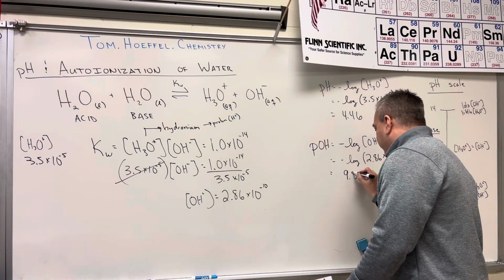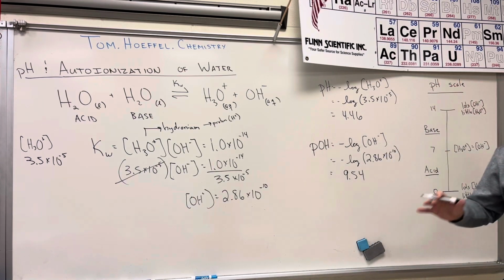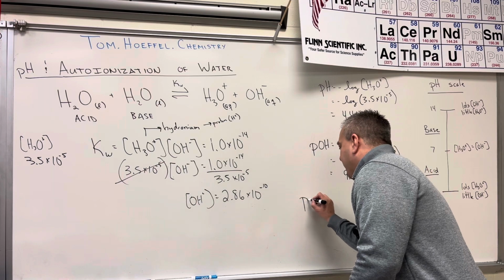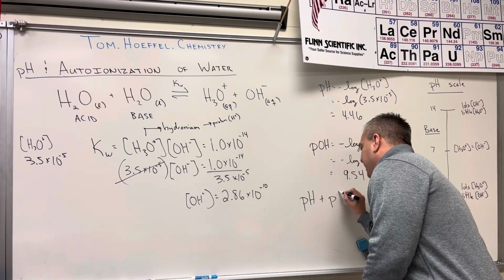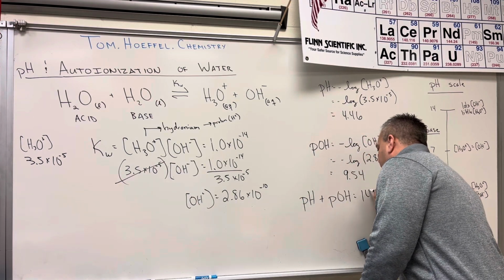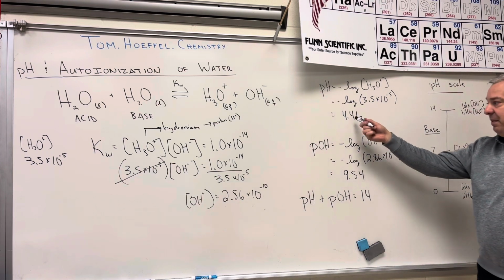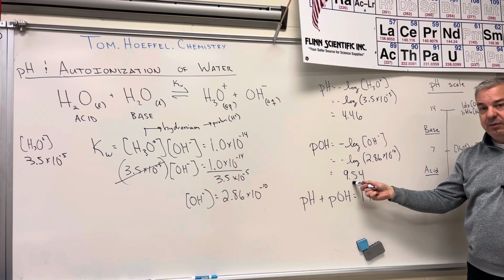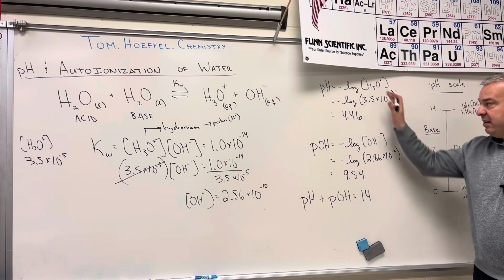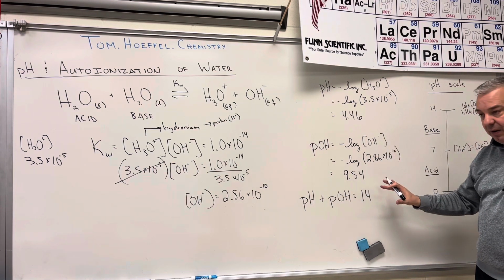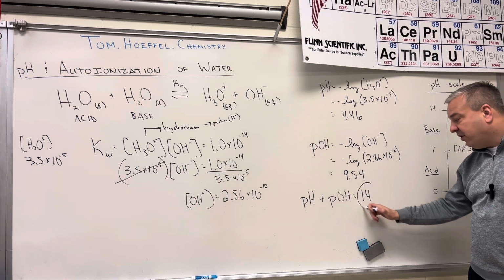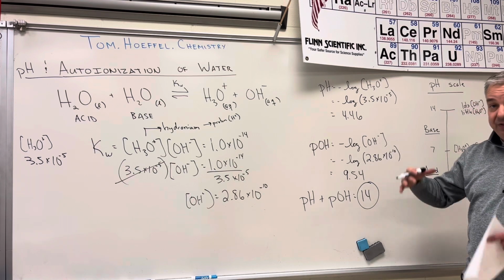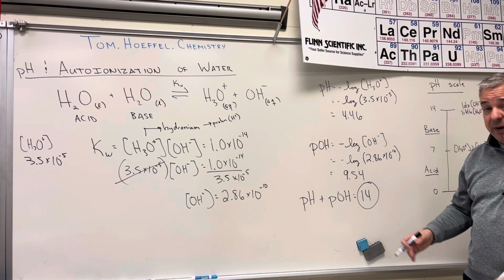I'm going to get this answer of 9.54. Now, a great way of checking your work is by using the following equation, that pH plus pOH is always equal to 14. So I'm going to add these two numbers together in my calculator to see if it equals 14, just as a check to make sure I've done all my work correctly. And when I do indeed get the value of 14, I think I've done everything correctly in this problem.